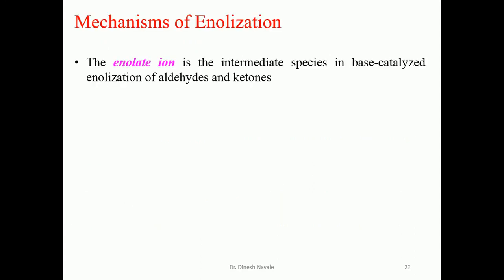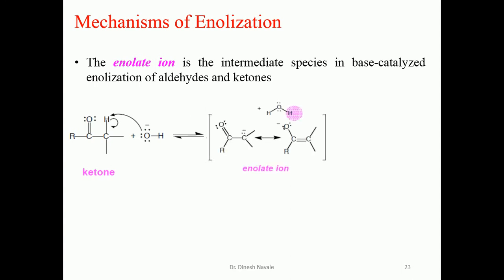So, mechanism of enolization. There are two mechanisms, acid catalyzed as well as base catalyzed. This is the base catalyzed enolization. We are going to see that. First step will be the abstraction of the alpha hydrogen atom, making the enolate ion, and that enolate ion is going to abstract a proton and give the formation of the enol. So during base catalyzed enolization, the first step is the abstraction of the proton, and the second step is the protonation.